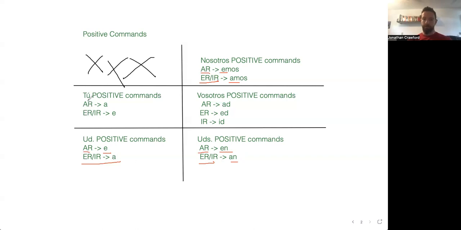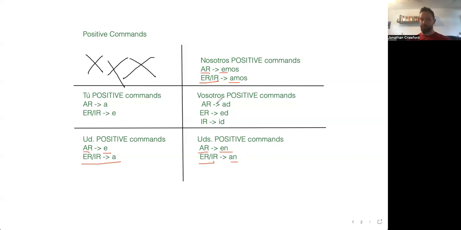For the tú form, all you have to remember is basically get rid of the S and just do it the same way you would as if it were the usted form, or the third person singular. And so the tú form's really easy.